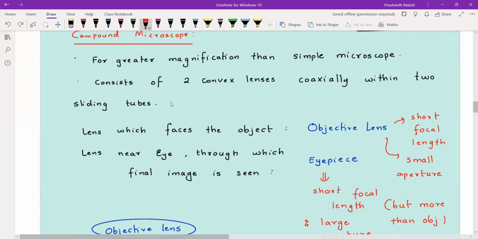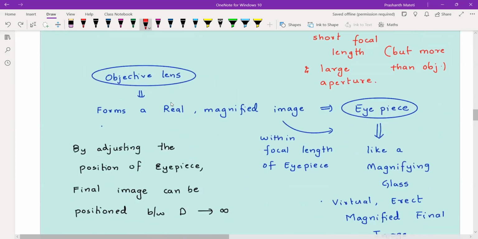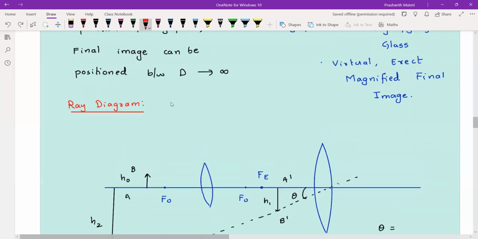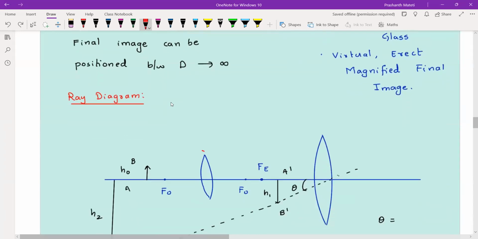So the lens which is near the object is the objective lens, and the lens which is near the eye is the eyepiece. One is at the object side, the objective lens; the eye side is the eyepiece. If you see here, one is smaller in size and the other is bigger in size, having smaller aperture and bigger aperture. The objective lens will have focal length FO and the eyepiece will have focal length FE. FO is smaller than FE; that is what we have to make sure.